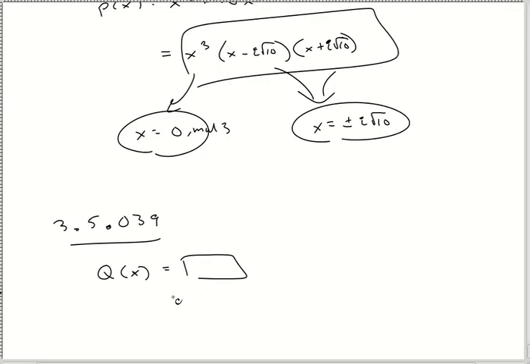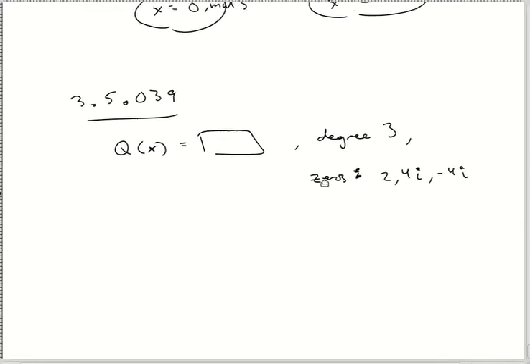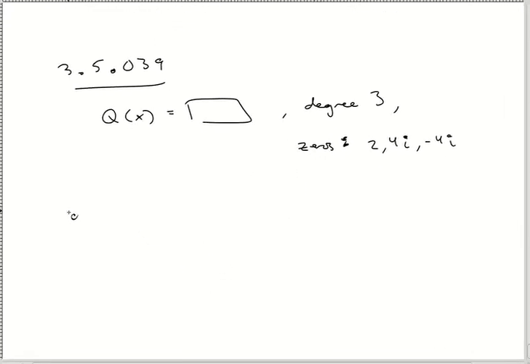So the next question, they say q of x is equal to box, has a degree of 3, and it has some zeros. They give me some zeros. Here we go. You ready? 2, 4i, negative 4i. Those are my zeros. Okay. Well, let's do some math then, I guess. Well, x is equal to 2. x is equal to 4i. And x is equal to negative 4i. Okay. Those are my roots.